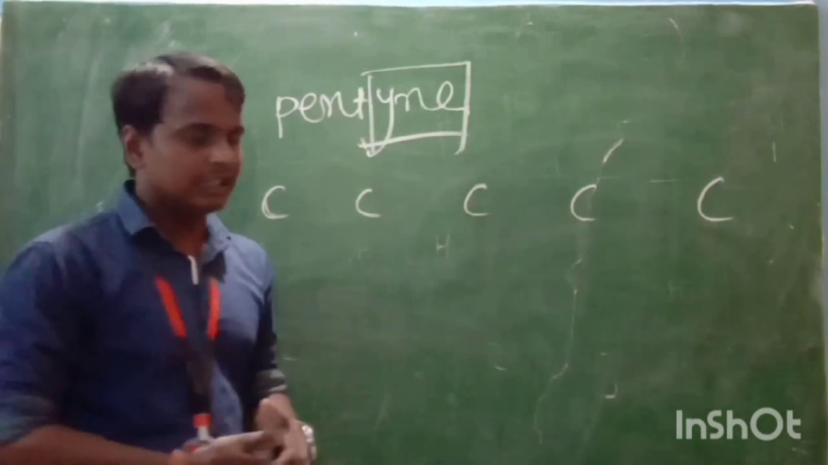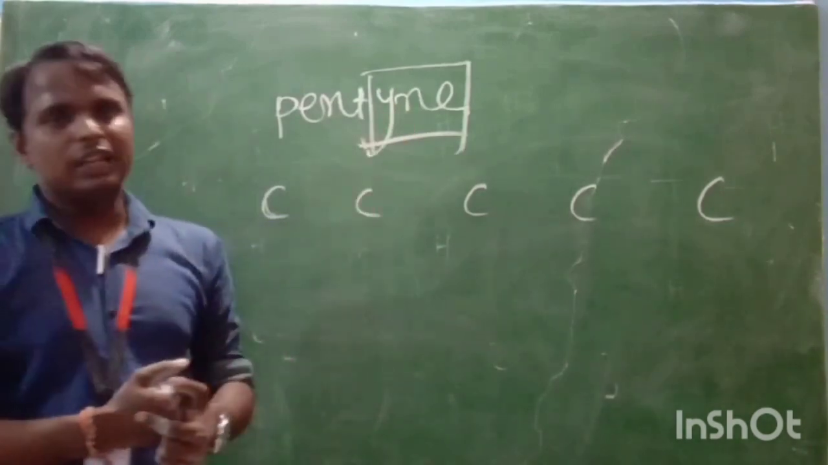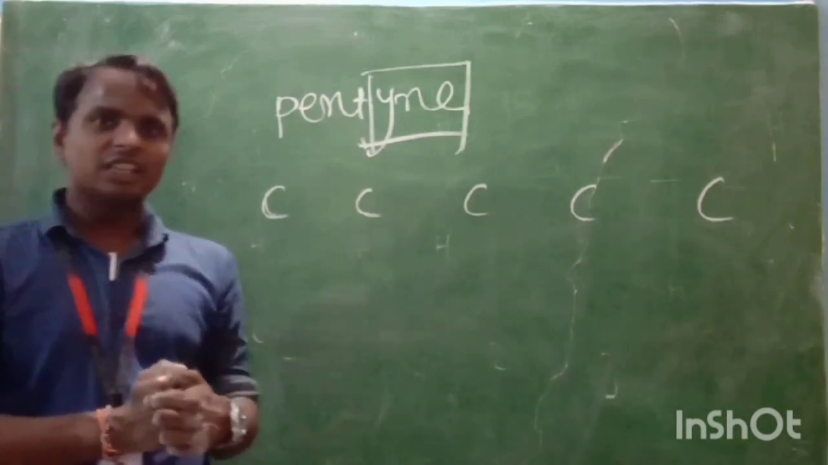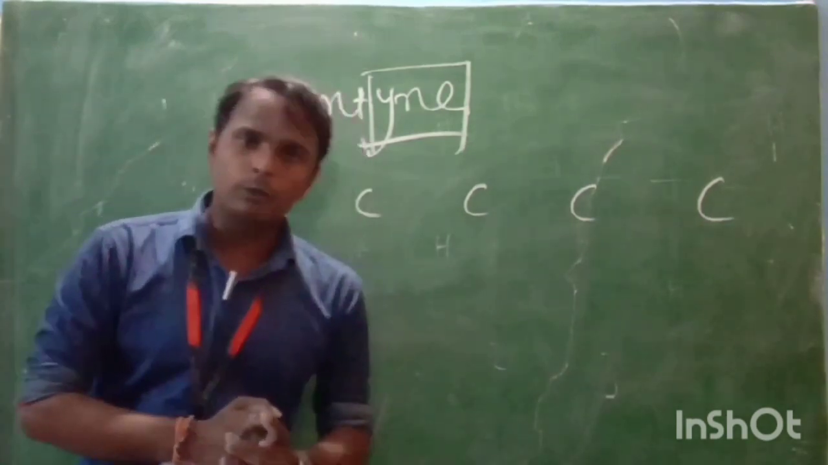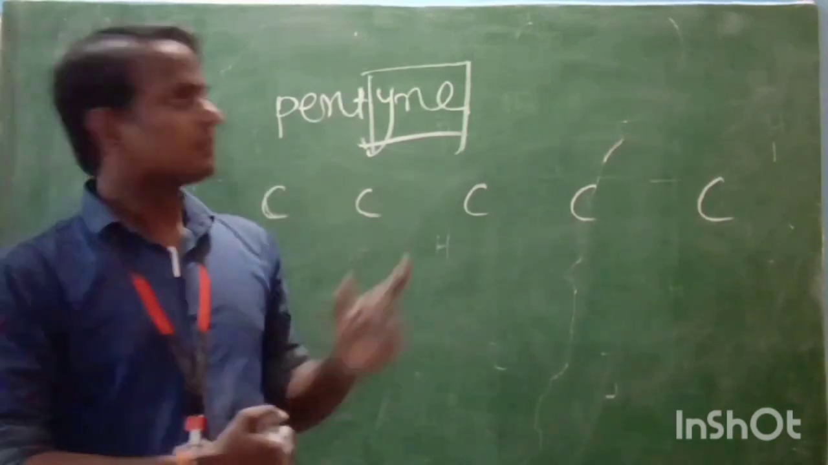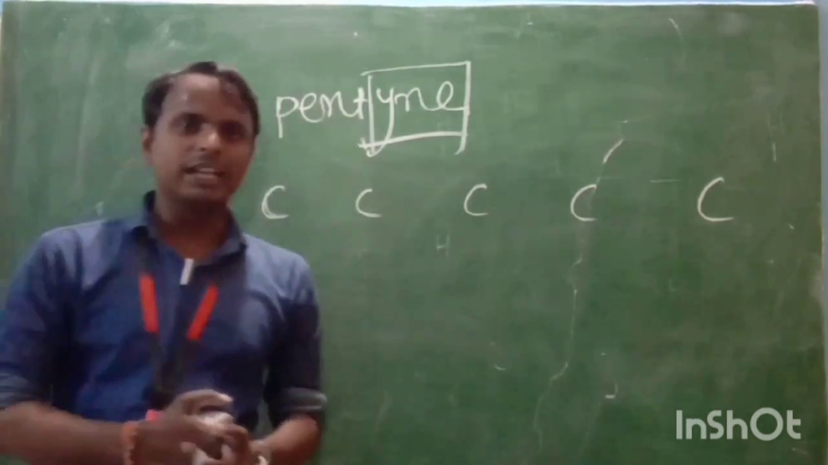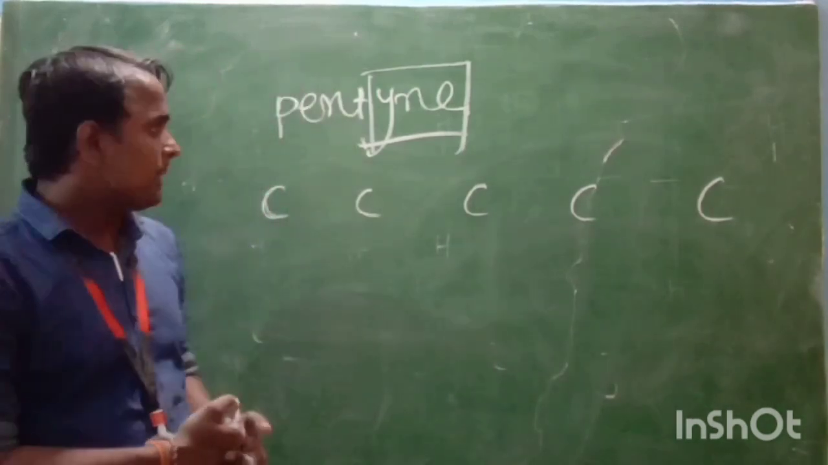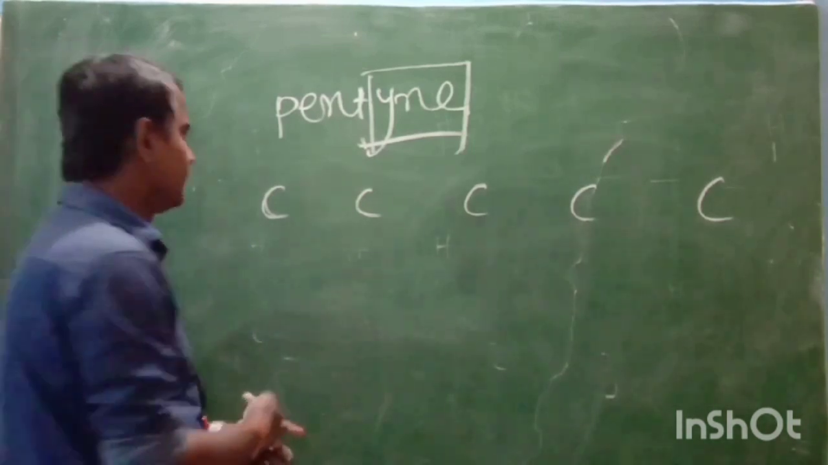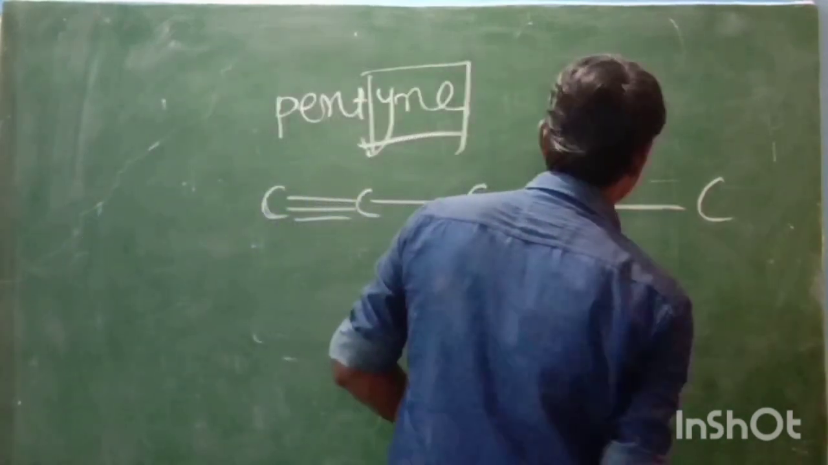Again I repeat that if the question does not say the exact positions of the double bond or triple bond, we must write the double bond or triple bond in the first position, I mean the first carbon. So we write the triple bond in the first carbon, and the other carbons are single bonds.